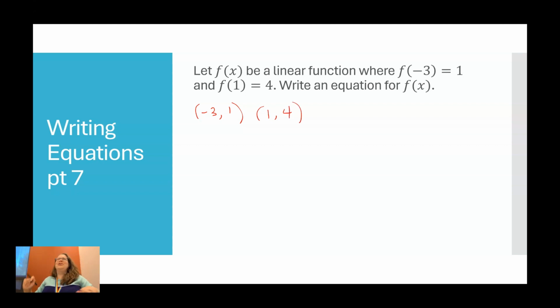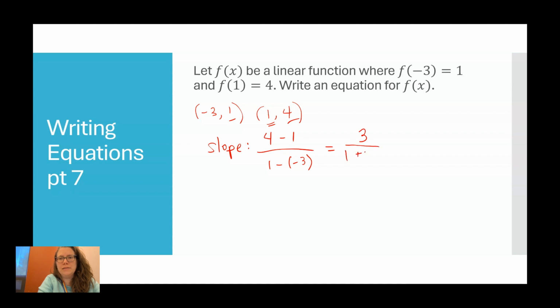And now we're solving just like we've been doing the whole time. We just don't want to let the f of x trip us up. So for my slope, change in y, let's do 4 minus 1, over change in x, I have to do 1 first because I did 4 first. 1 minus negative 3. So I've got 4 minus 1 is 3 over 1 plus 3. I've got 3/4 for my slope.